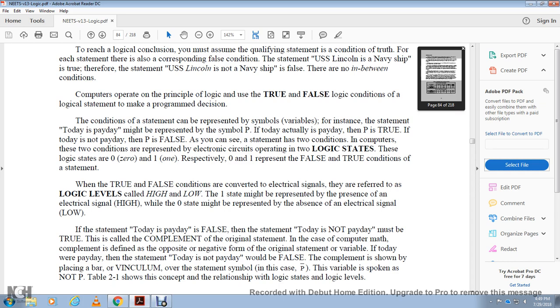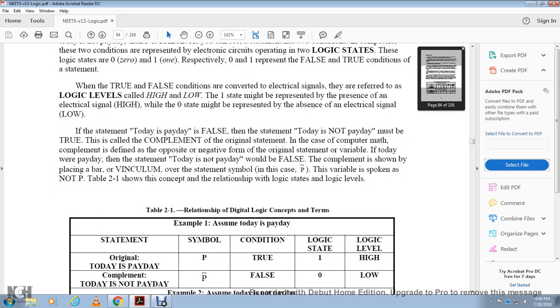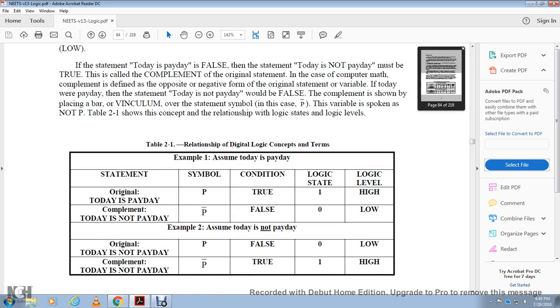Table 2 shows the relationship of the logic states and logic levels to digital logic concept terms. The original statement, today is payday, symbol P, is true. The logic state is 1, logic level high. The complement, today is not payday, P with a bar, is false. The logic state is 0, low. Example 2: the original, today is not payday, P, would be false, logic state 0, low. The complement, today is not payday, P with a bar, is true, logic state 1, high.